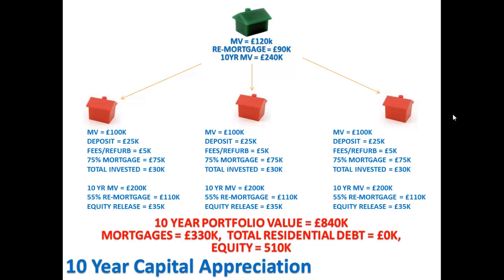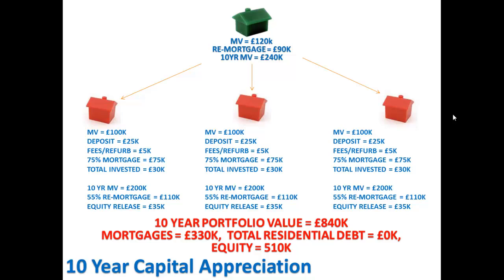Now if we only remortgaged up to 55% of the new value in 10 years time, so 55% of £200,000, then each property will have a mortgage of £110,000 on them, right? So property 1 will have a £110,000 mortgage, property 2 will have a £110,000 mortgage, and property 3 will have a £110,000 mortgage. That means there will be an equity of £35,000 released from each property. How do we work that out? Well, £110,000 remortgage minus the initial mortgage of £75,000 leaves us with £35,000.